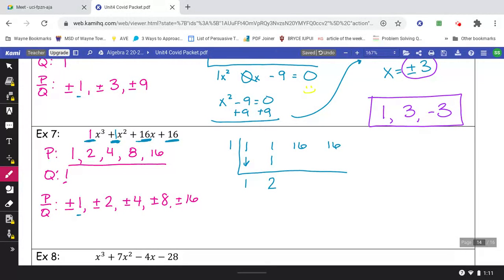Multiply the outside number times the bottom. 1 times 2 is 2. Combine, add the inside numbers. 16 plus 2 is 18. Multiply the 1 times the 18 to get 18. And add these together to get 34. What this tells me, because I did not end in a 0, is that 1 is not one of my answers.